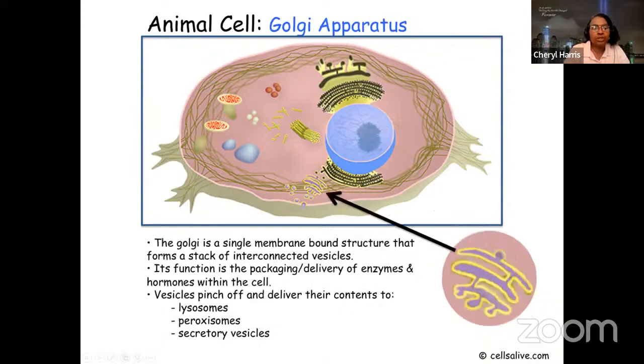Okay, the Golgi apparatus, sometimes it's called a Golgi body. It contains enzymes and hormones. So that's the factory job that it does. And so it's going to release those things to the places where they need to be released to.